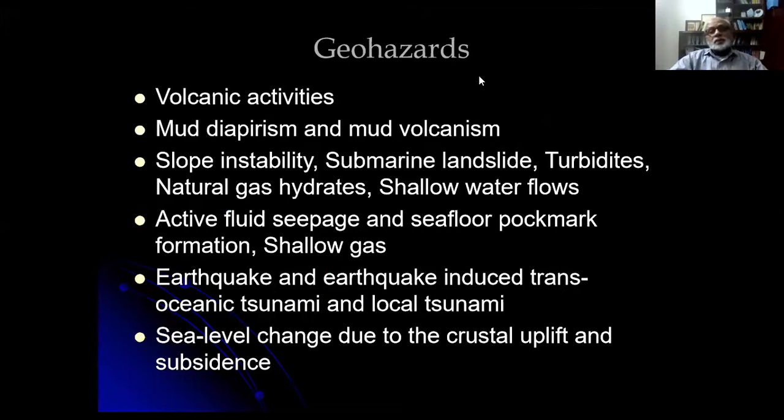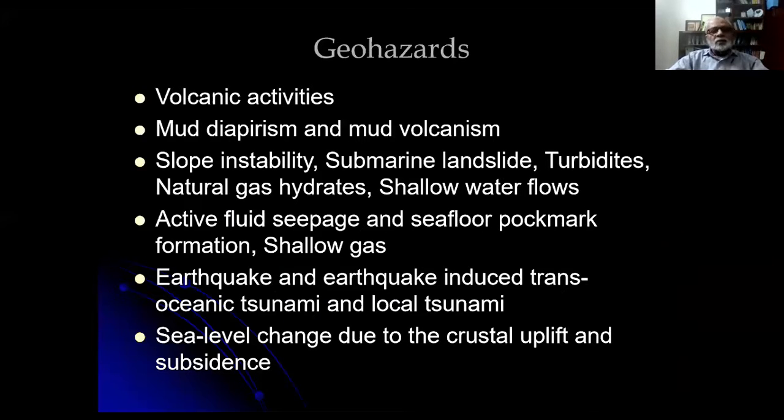About the hazards in the Bay of Bengal, normally there are geological hazards like volcanic activities, mud diapirism, mud volcanism, slope instability, submarine landslides, turbidites, natural gas hydrates, shallow water flows, active fluid seepage, seafloor pockmark formation, earthquakes, tsunamis, and sea level change. These are the ocean and sea-based hazards we frequently encounter globally.